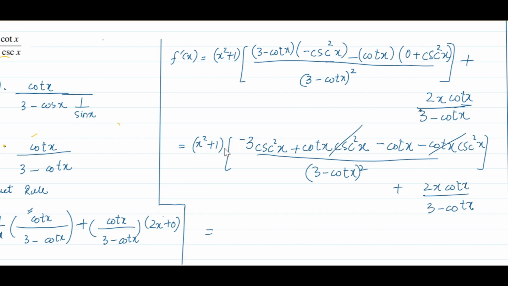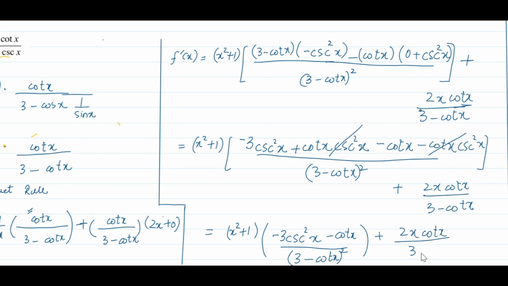And here you notice that the same terms will be cancelled out and you are left with minus 3 cosecant square x minus cot of x, with the denominator (3 minus cot of x) square, plus the second factor as it is here. We cannot simplify it further, and that is because we got the derivative of the function.